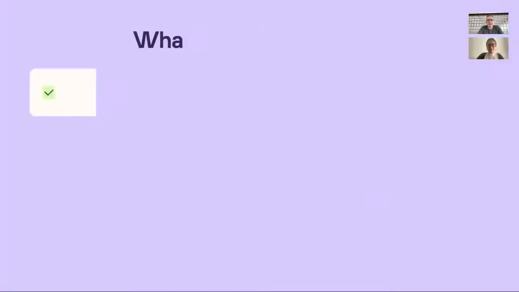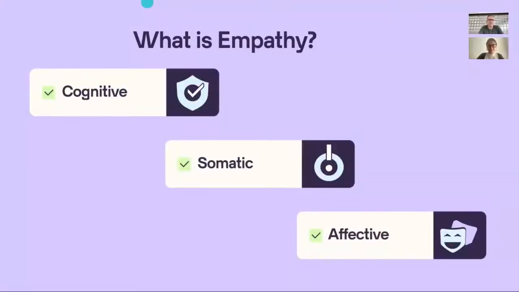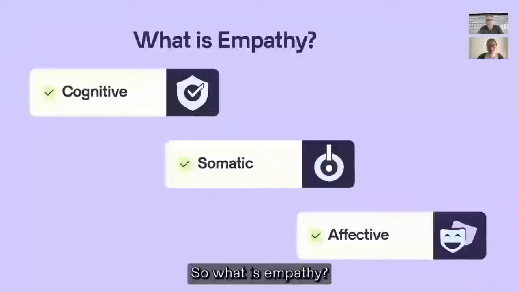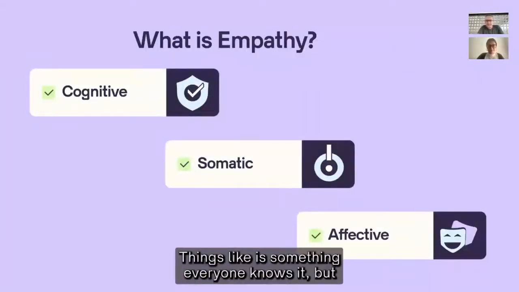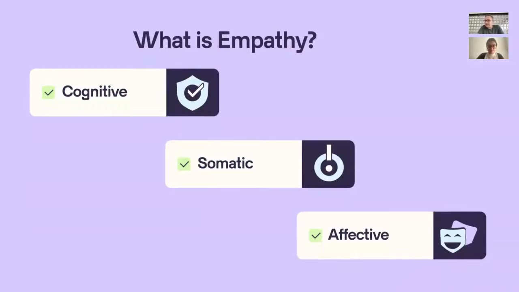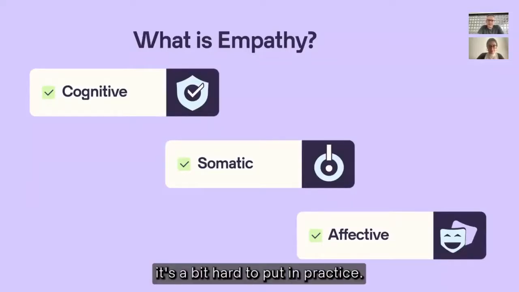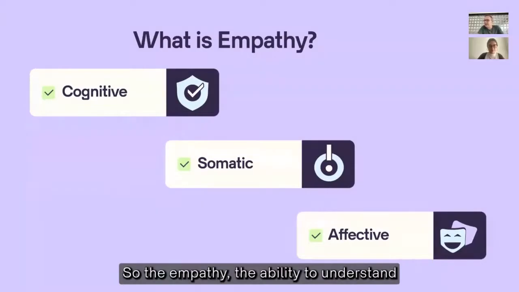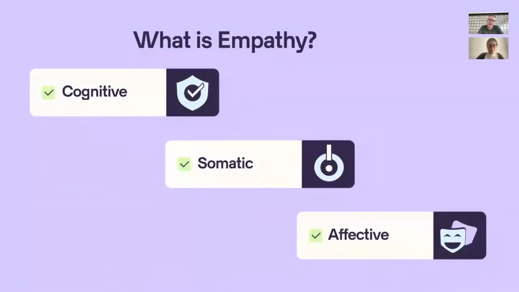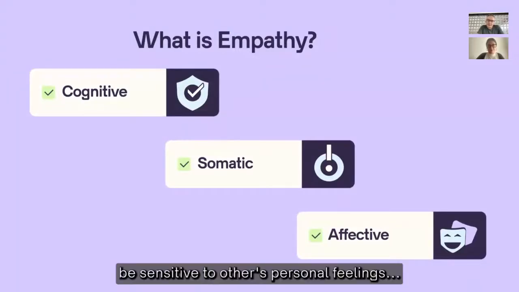Empathy and connectivity in leadership. So what is empathy? It seems like it's something everyone knows, but it's a bit hard to put in practice, let's say. So empathy is the ability to understand and be sensitive to others' personal feelings and emotions.